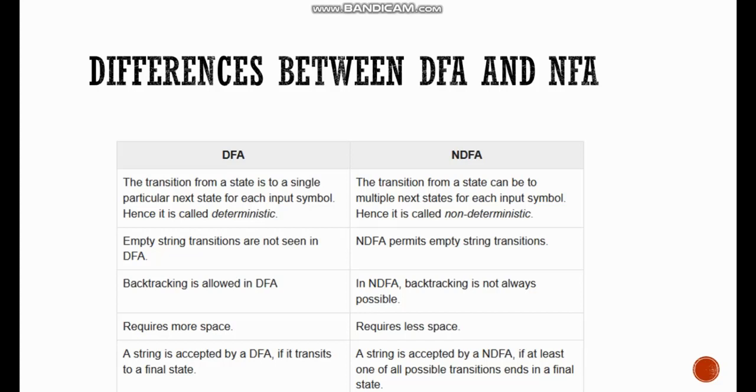In a DFA, empty string transitions aren't seen, and in an NFA, empty string transitions are permitted. For a DFA, backtracking is allowed, and for an NFA, it's not always possible. A DFA requires more space, and a non-deterministic automaton requires less space. A string is accepted by a DFA if it transits to a final state. For an NFA, a string is accepted if at least one of all possible transitions ends in a final state.